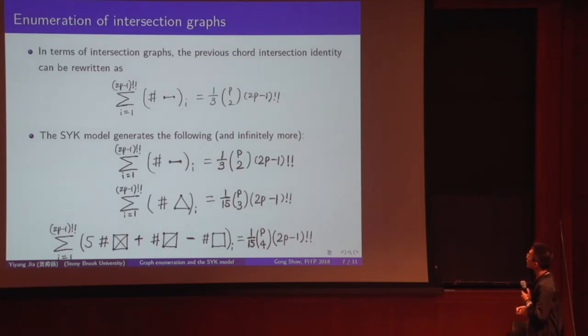And in terms of intersection graphs, the previous chord intersection identity can be translated to the following, which says the total number of edges among all intersection graphs with p vertices is given by this quantity. Now my claim is the SYK model generates the following. The first line just reproduces what we had. And the second line says the total number of triangles in all the intersection graphs is given by this quantity. And you can keep going. And the remarkable thing is the right-hand sides are all very simple looking.